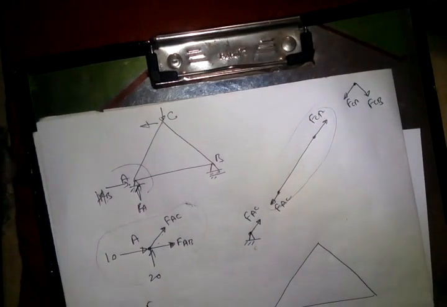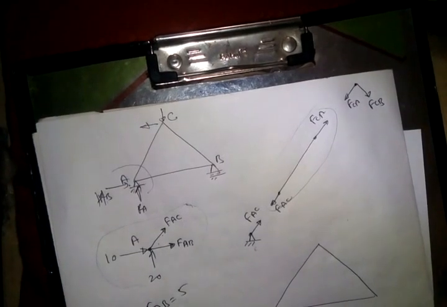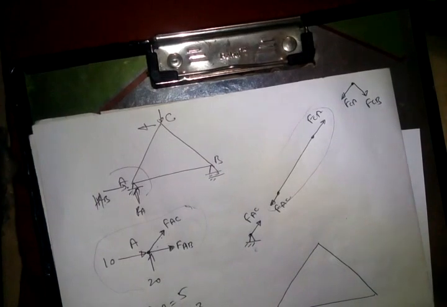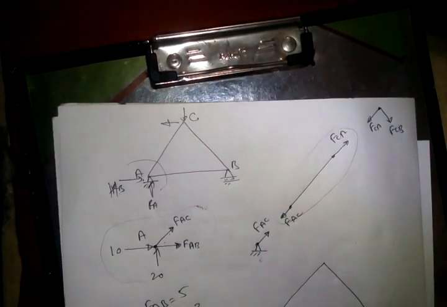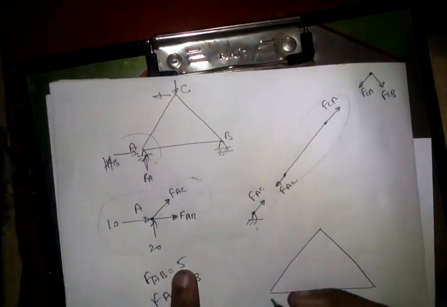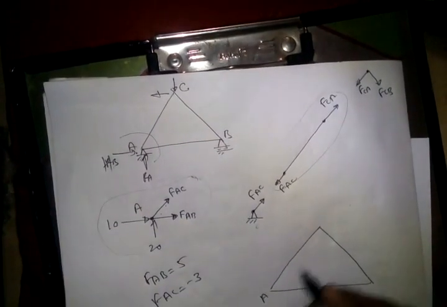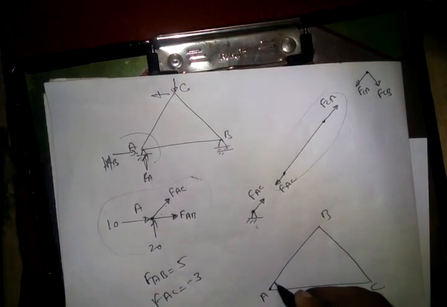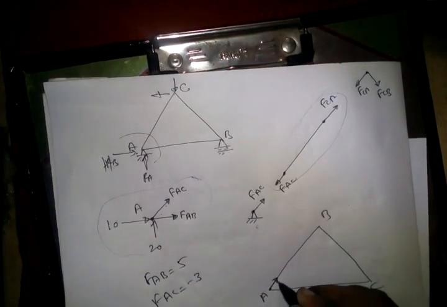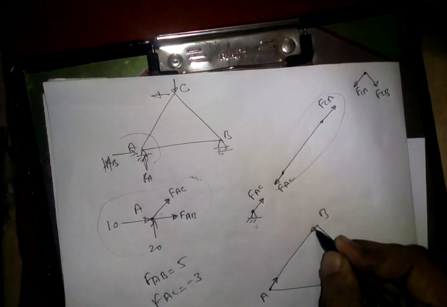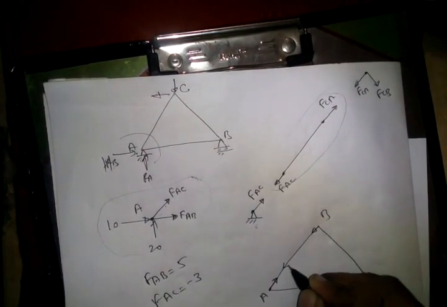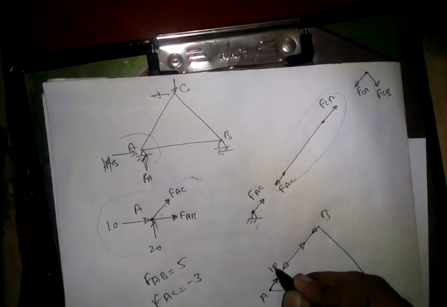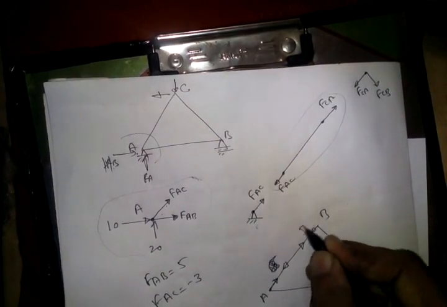For example, FAB is 5 and FAC is -3. Now, 5 means member is in tension and joint is also in tension. This is A, this is B, this is C. So we will show joint is in tension. This is joint in tension. This joint is also in tension. Member will also be in tension. This is member is also in tension. This is also 5. This is also 5.